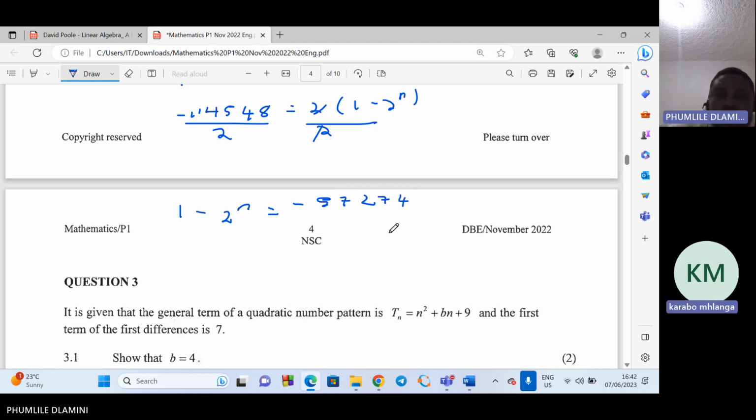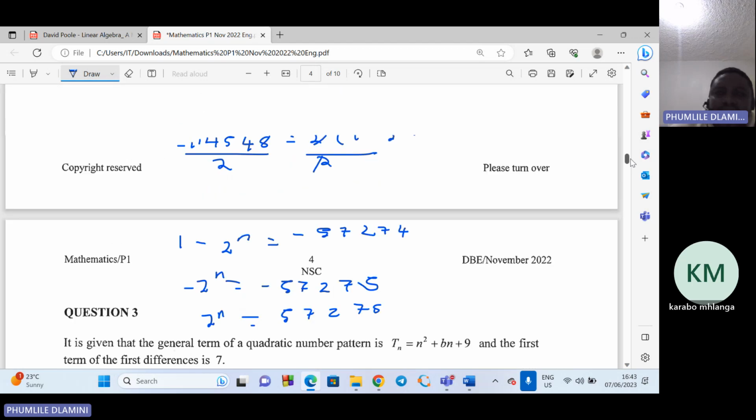Yes. So now you will take this negative, you subtract that 1 from the side. When you subtract 1, the answer here you're going to have minus 2 to the power n equals to what? Minus 57,275. When you take this to the other side and multiply by negative 1, you will have 2 to the power n equals 57,275. So now when you have this, you can use logarithms.